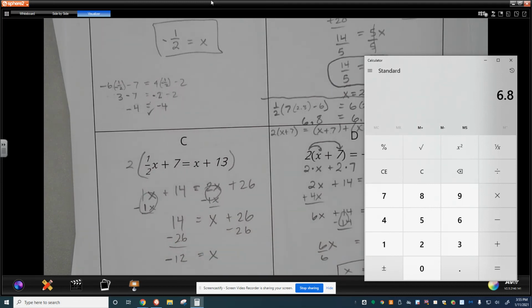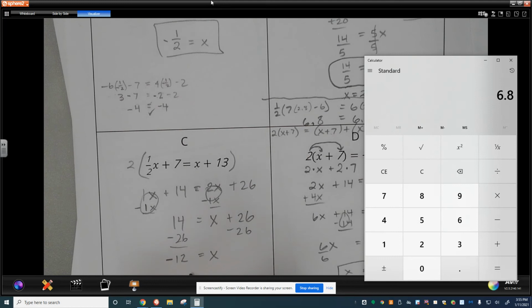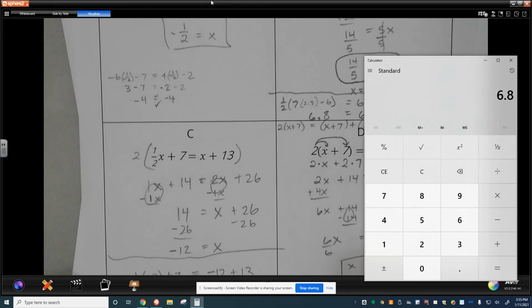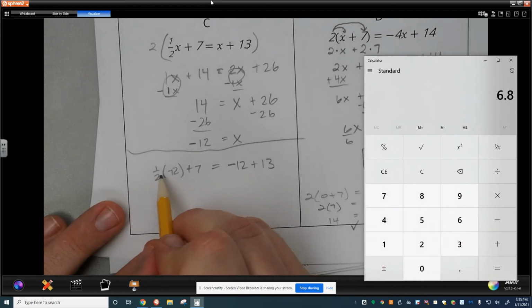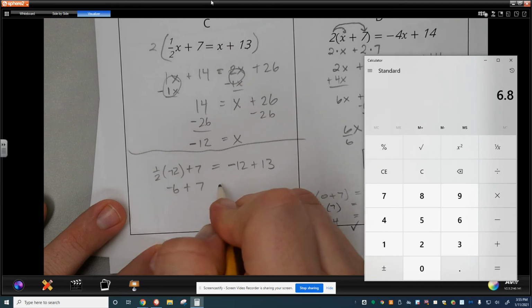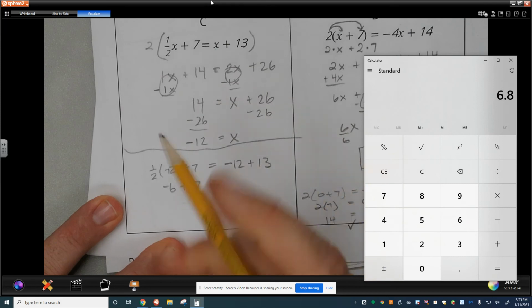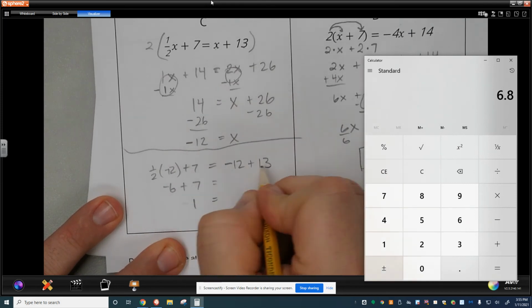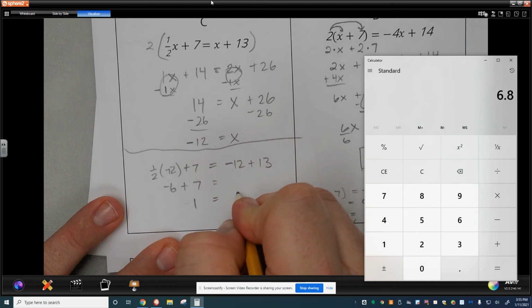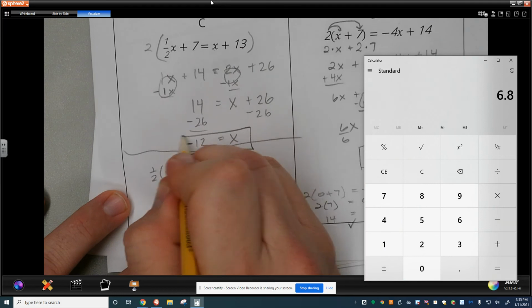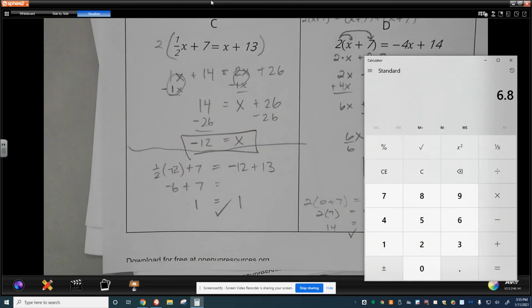And then I need to verify that that is really true. So 1/2 times negative 12 plus 7. And I'm questioning, is this equal to negative 12 plus 13? Well, half of negative 12 is negative 6 plus 7, which is equal to positive 1. And negative 12 plus 13 is also going to equal positive 1. I have verified that x equals negative 12 is the correct solution.